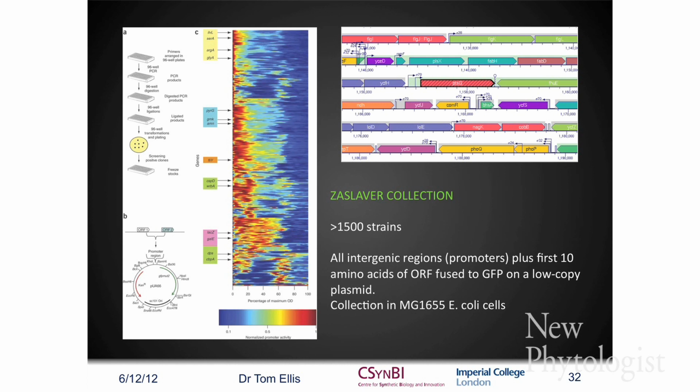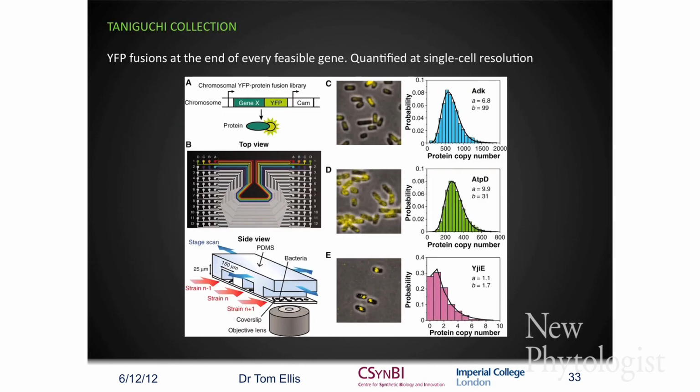And we found a rival collection, which is instead on the genome level, called the Taniguchi collection, which contains a nice amount of single cell reading data, where on the genome they've fused each gene to YFP. So the last lot was GFP on plasmids, and this time it's YFP on the genome.